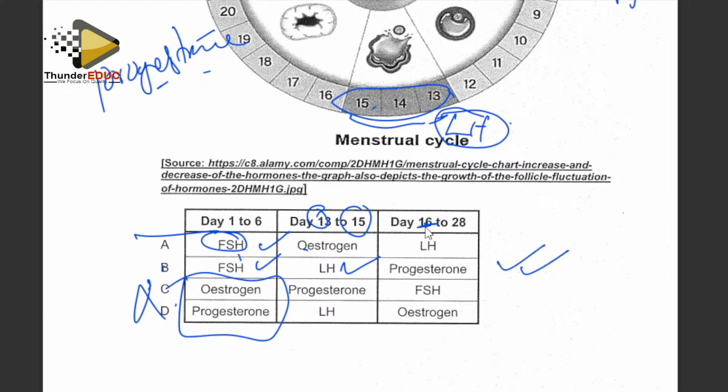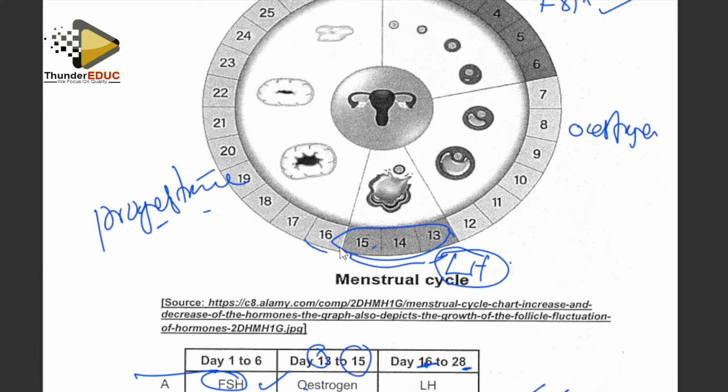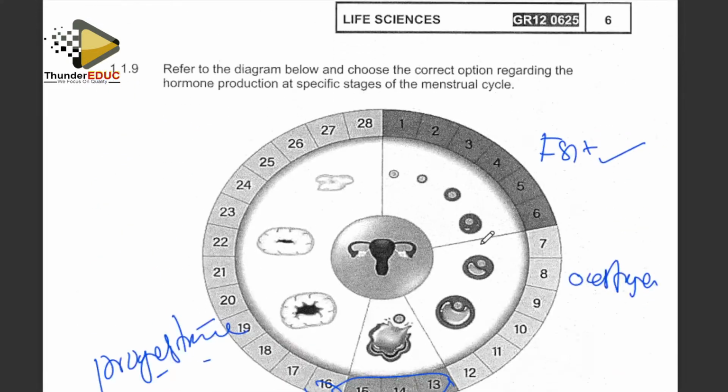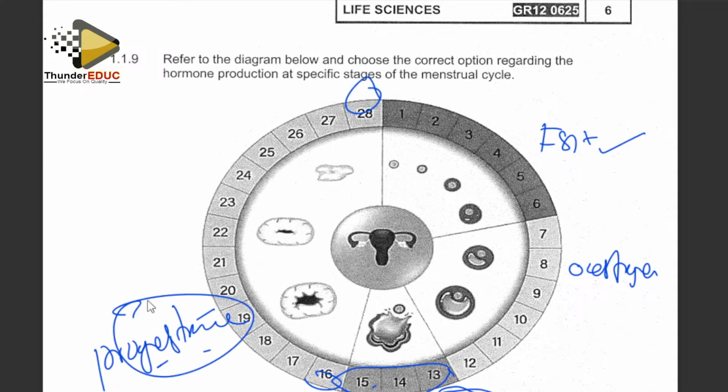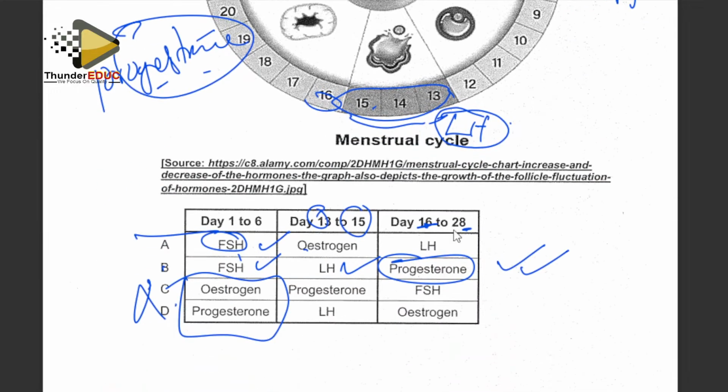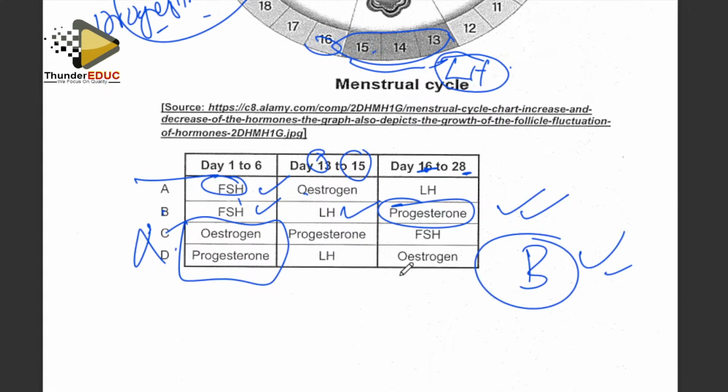Let's look at 16 to 28 if it is progesterone so that you are able to confirm. 16 to 28, which hormone did we say? It is progesterone. We go back and confirm. Yes, it is progesterone. So B becomes the most correct answer.